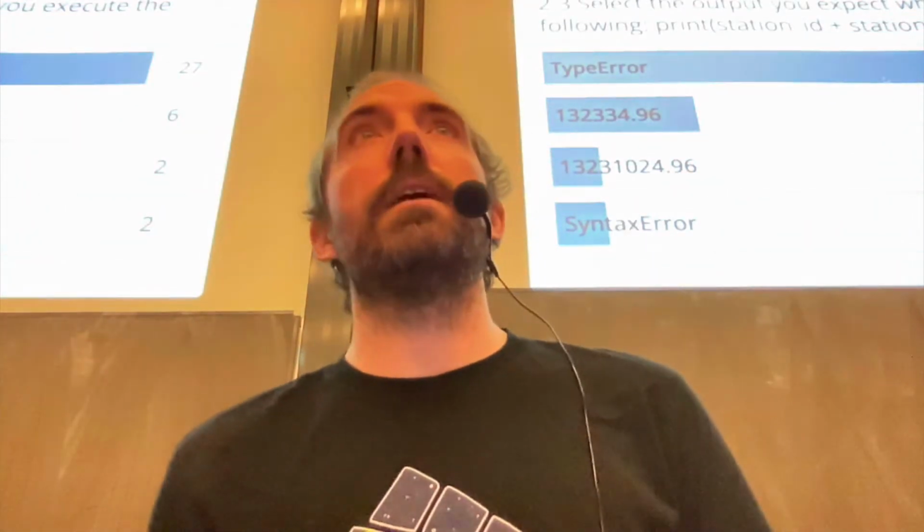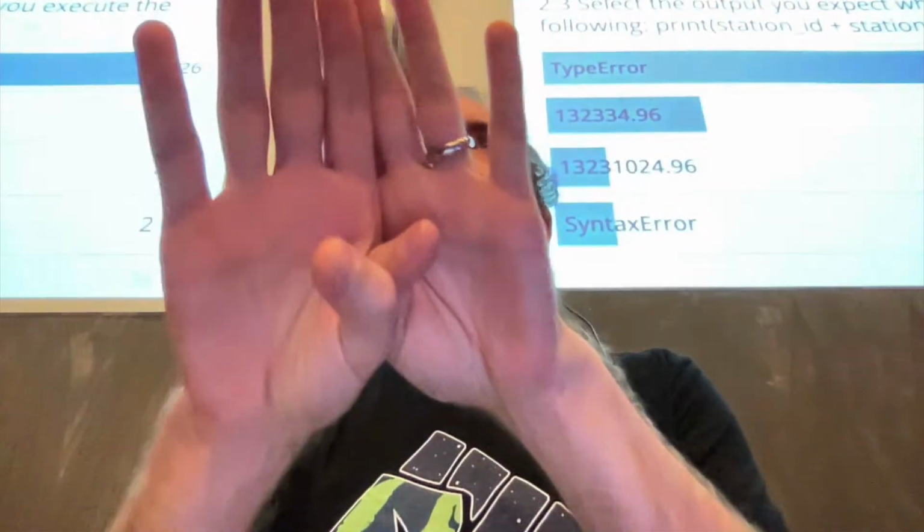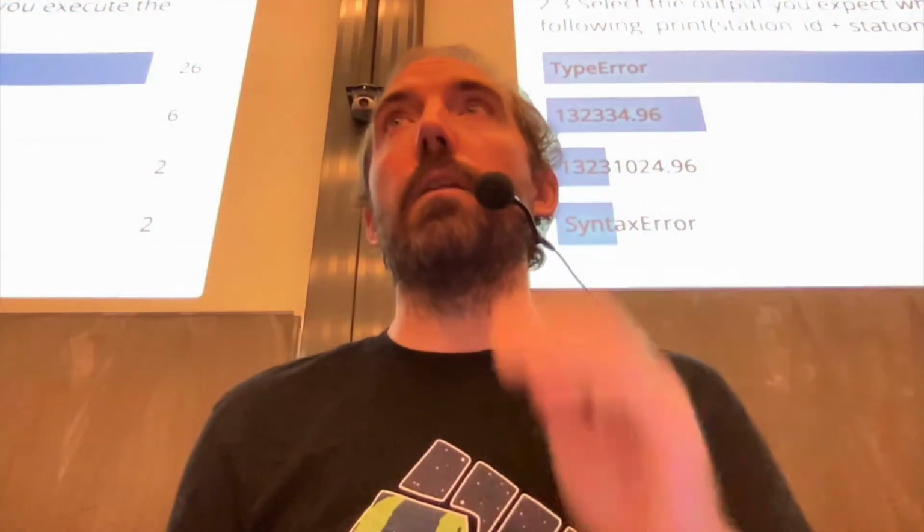132,334.96. So yes, as it turns out, instead of a type error here, because we're adding two things that are both numbers, it doesn't matter that one's an integer and one's a floating point number. Those are compatible. What's going to happen inside the computer is that station ID will be converted automatically from an integer to a floating point number, and then the two values will be added together. So these are compatible data types.